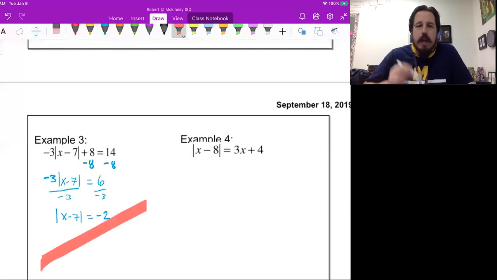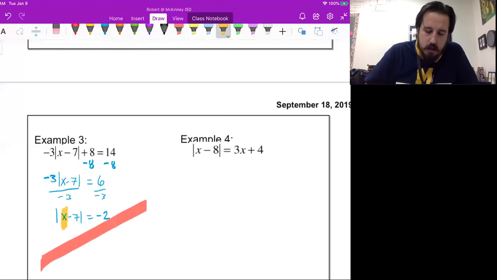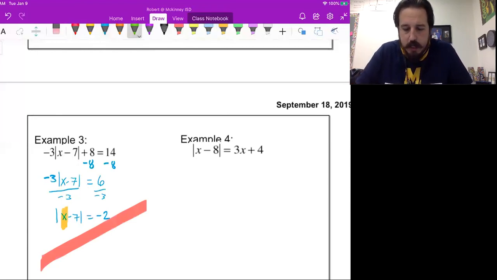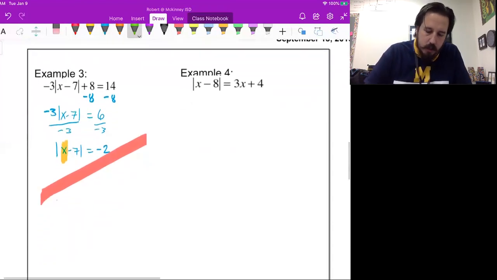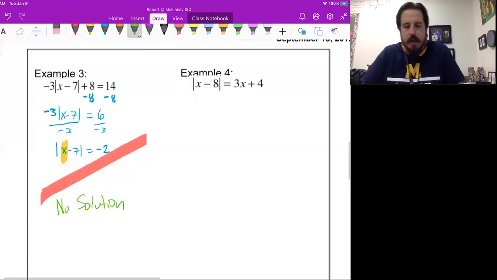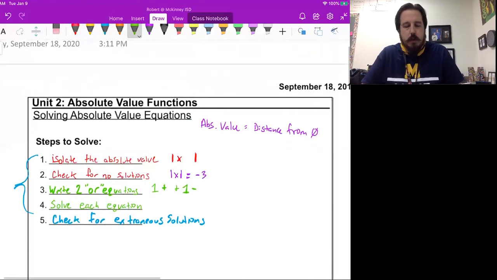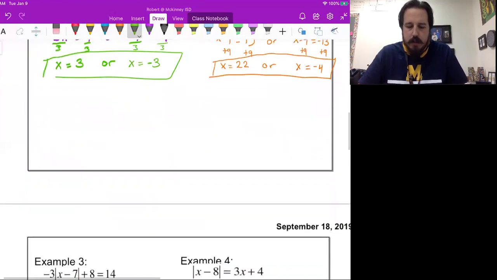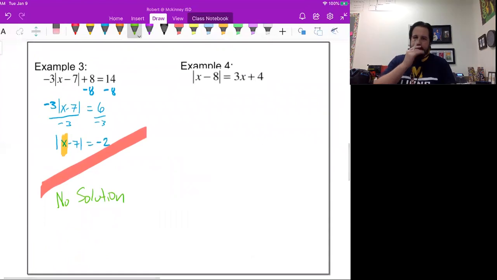Absolute value cannot equal a negative number, okay? It doesn't matter what number I put in for x in this right here. When I take the absolute value, I take and make it not negative. So here, if it equals a negative number, well, that's not possible. Here we have no solution. Okay, that is what this step 2 is, where we check for no solutions. If I've got one side isolated, absolute value, and it equals a negative number, there is no solution to that.